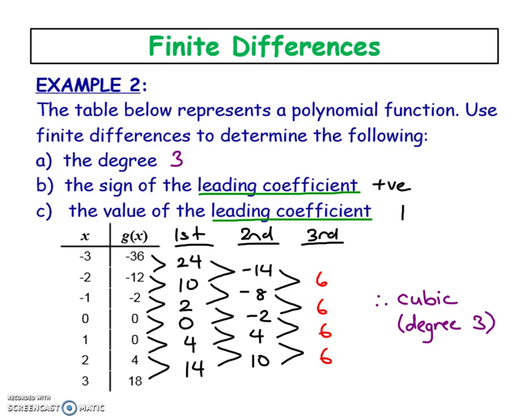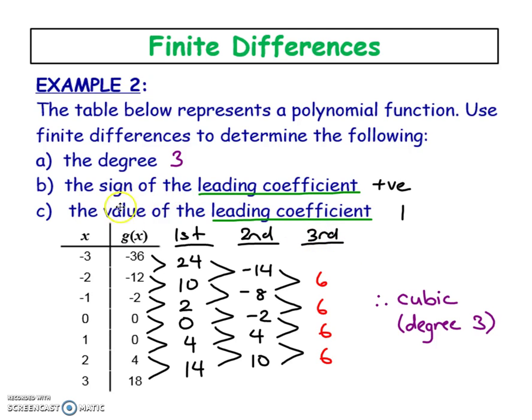Okay, here's our last example for finite differences. The table below represents a polynomial function. So we want to use finite differences to determine the following. I've calculated all the finite differences for 3 rows, and I've noticed that this last one has constant finite differences. So this one must be a third degree, which means that it's a cubic function.